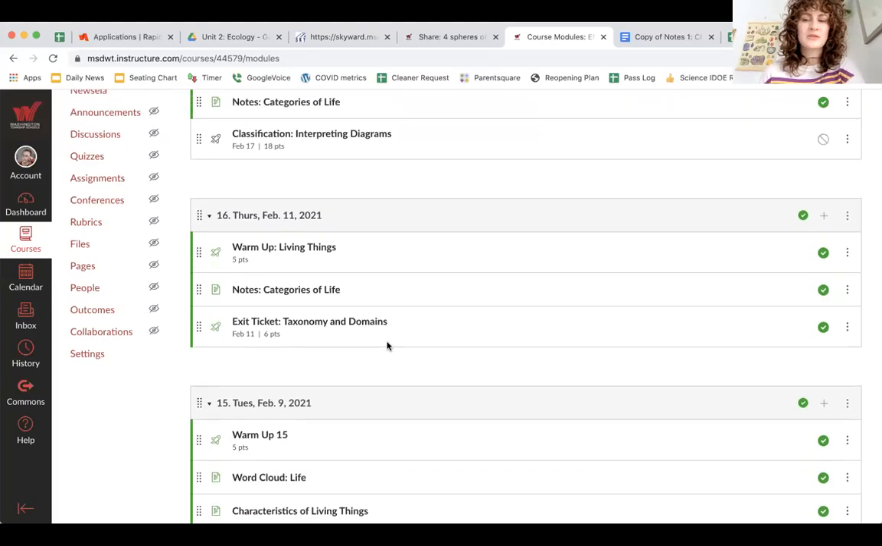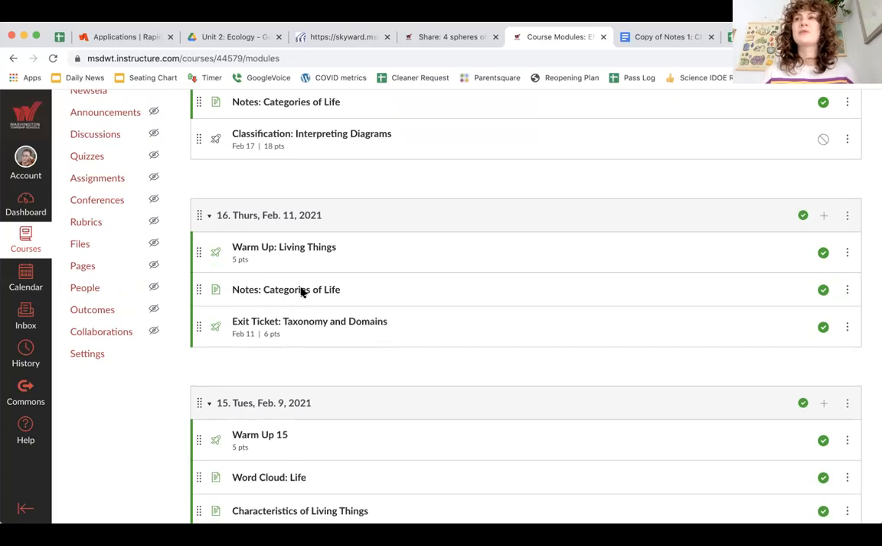All right, welcome to Module 16, Environmental Studies. So we have a warm-up, and this warm-up is all about living things, which was what Module 15 was all about. So use your notes. Use Notes 1, Characteristics of Life, or Characteristics of Living Things. And today, after you've done the warm-up, this module we're going to learn about the categories of life.